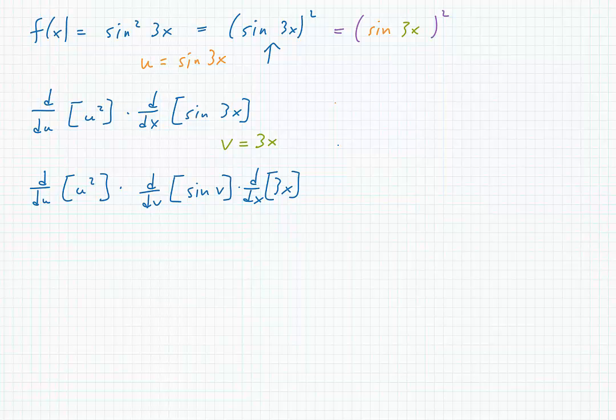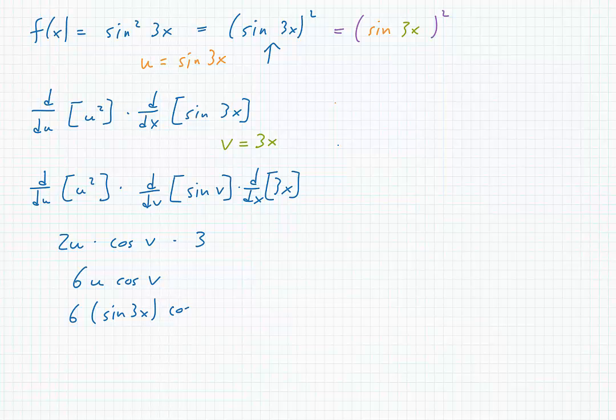So the derivative of u squared with respect to u is 2u. The derivative of the sine of v with respect to v is the cosine of v. And the derivative of 3x with respect to x is 3. So this looks like 6 times u times the cosine of v. Or 6 times sine of 3x times cosine of 3x.